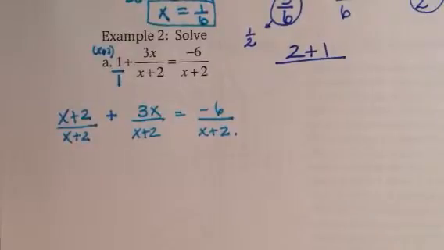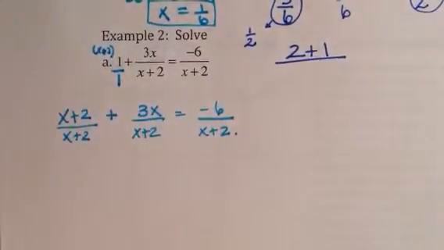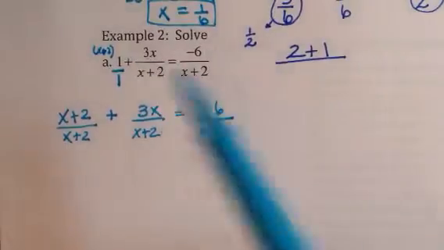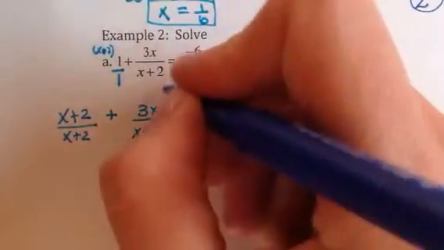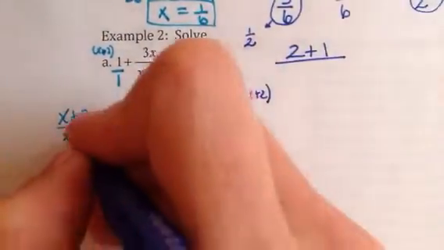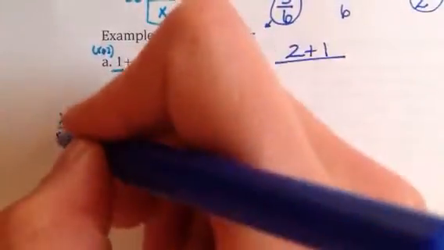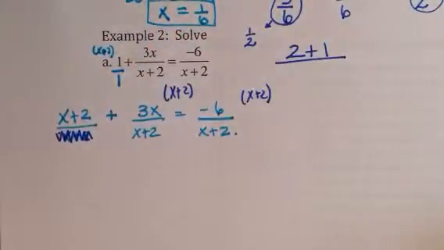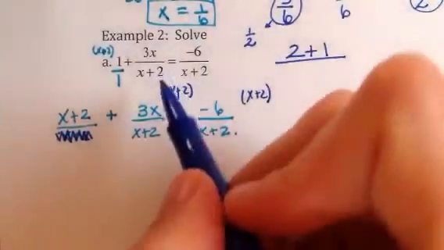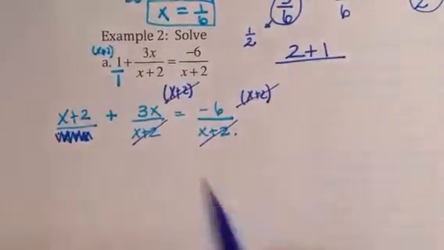Okay, so now I have a common denominator. But what did I do? I multiplied this term by x plus 2 to make that common denominator. So if I multiply that term by x plus 2, I must multiply my other terms by x plus 2 in the numerator. So this 1 times x plus 2 is x plus 2. We're not going to have the denominator because our whole goal is to clear the denominator. So I'm going to multiply everything by x plus 2, so my numerators and my denominators cancel out.